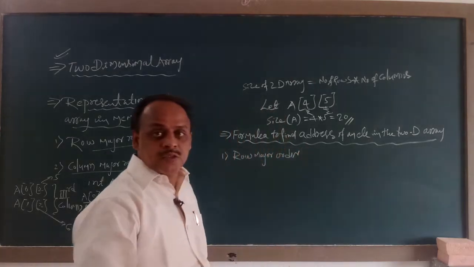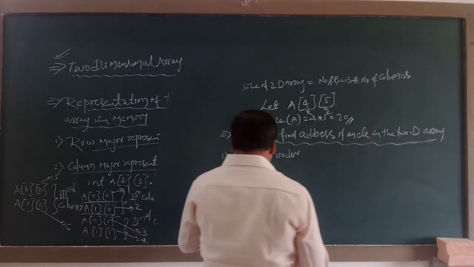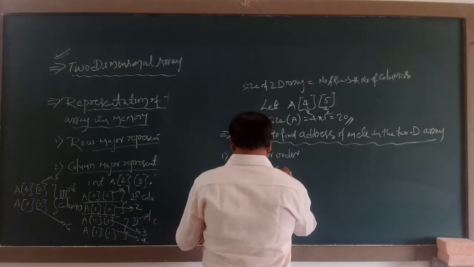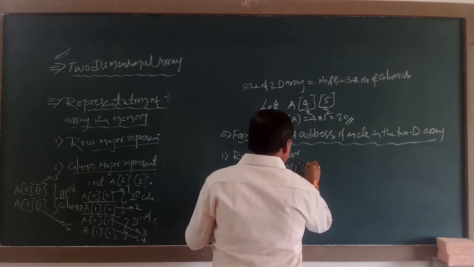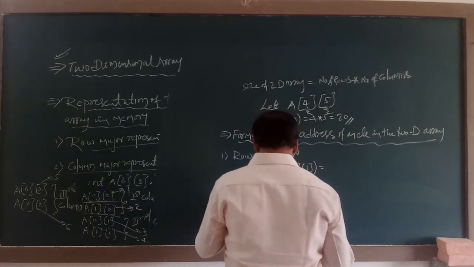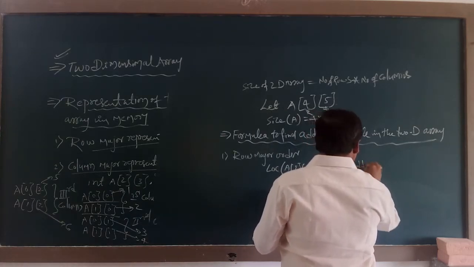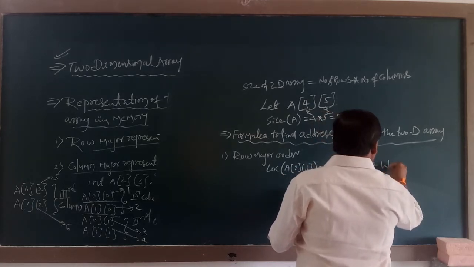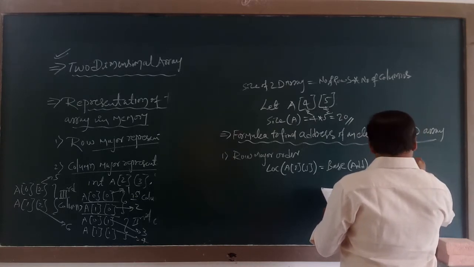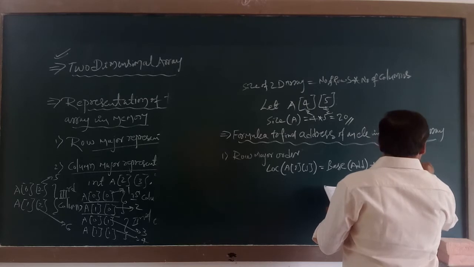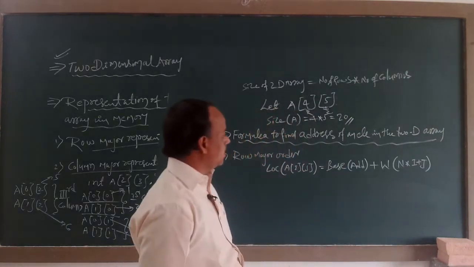Suppose a two-dimensional array is going to be filled in row major order. Here we have one formula, that is: location of A of ij is equal to base address plus w into n into I plus j, right? This is the formula.